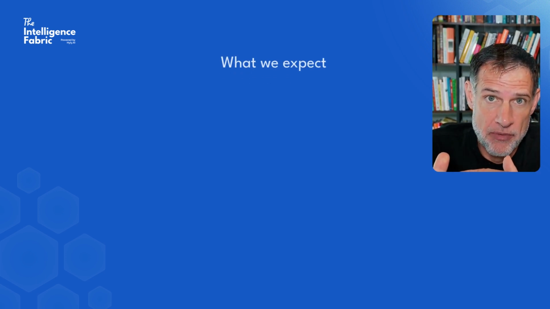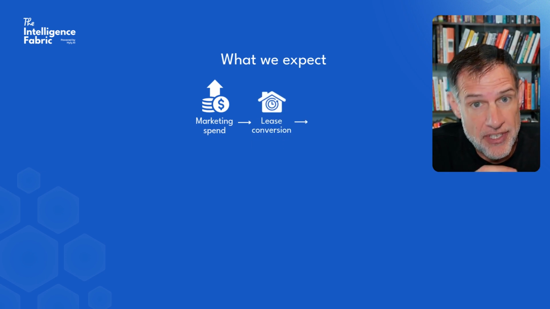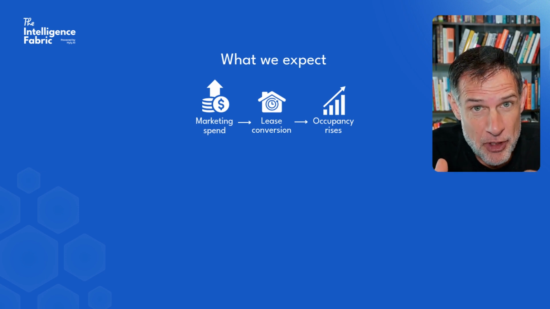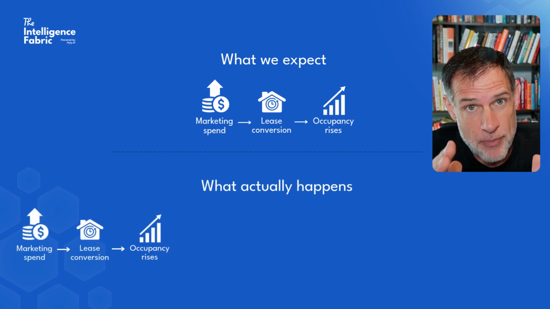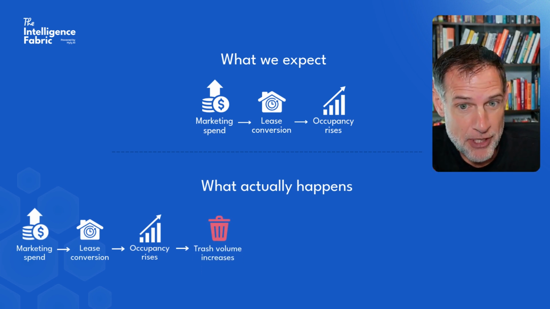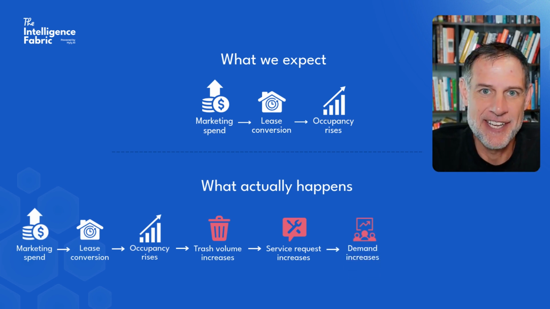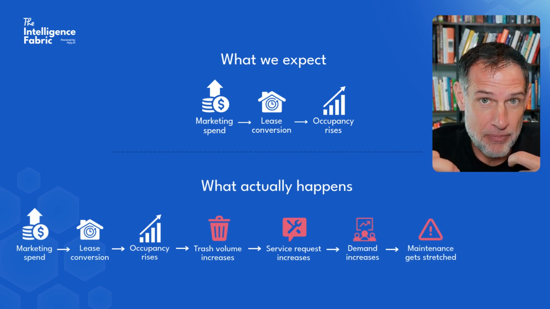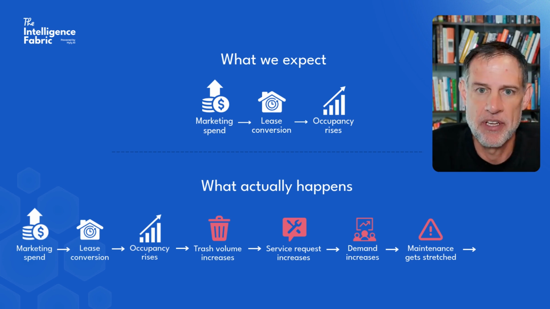All right, let's create a simple scenario as an example for first order and second order. You decide to push for higher occupancy, so you increase your marketing spend and your lease conversions start to accelerate. The first order result is that your occupancy rises. It definitely looks like a win, right? But let's not break out the champagne just yet. Higher occupancy means a couple of things. Simple things sometimes. Trash volume increases, service requests increase, demand increases. Your maintenance team gets stretched pretty thin. And the result is their speed to completion in terms of tickets decreases.